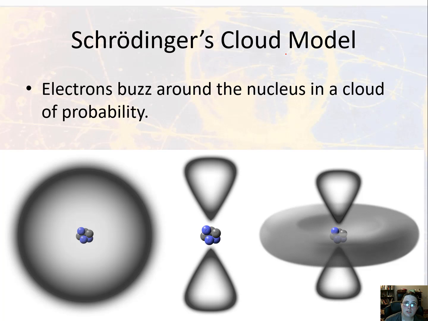And in the Schrödinger cloud model, which is a little bit closer to what we accept as truth, electrons buzz around the nucleus in a cloud of probabilities. So we know that the electrons are likely to be more like here and here for a certain atom, or more like this, to expand on that shell model. So there are shells, but it's in certain places. There's a probability of where those electrons might be.